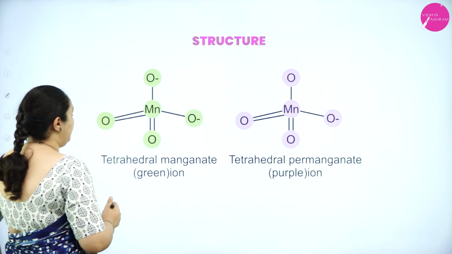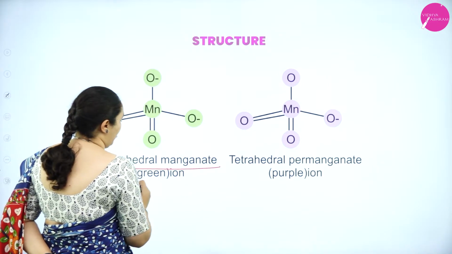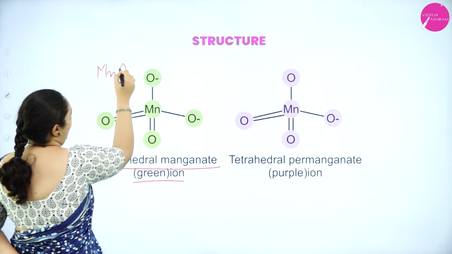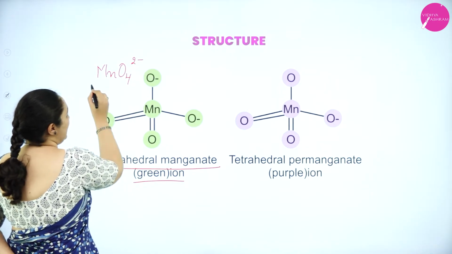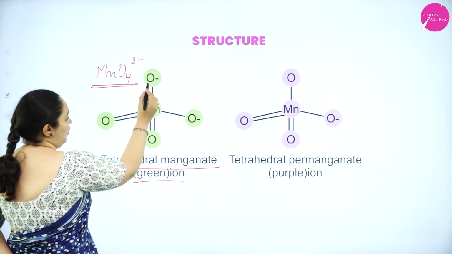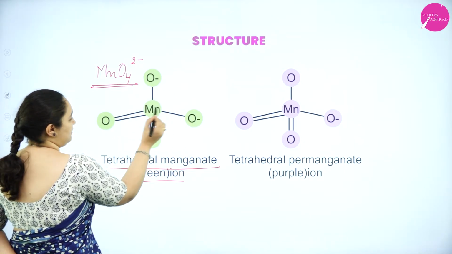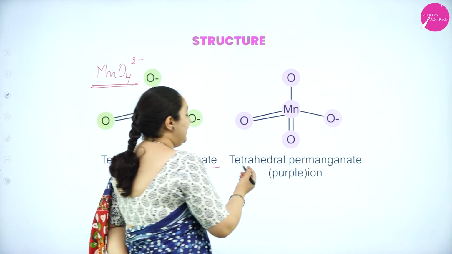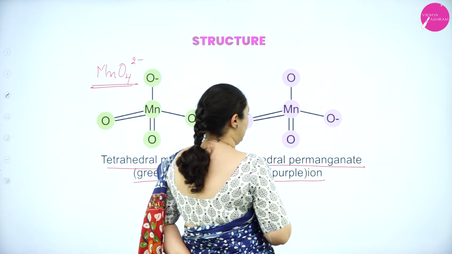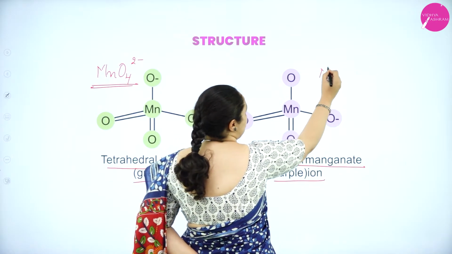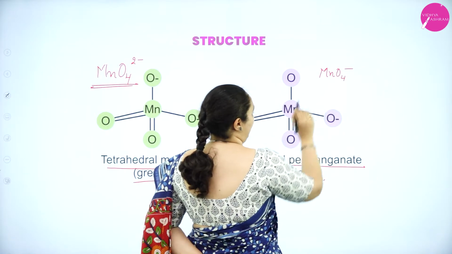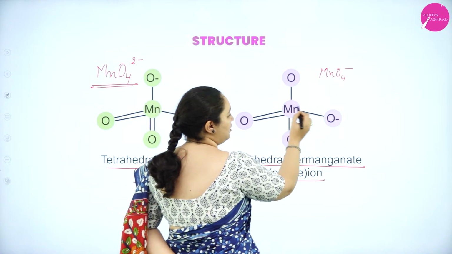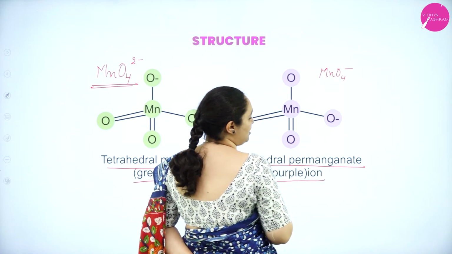You can see tetrahedral manganate ion. It is green color, that is MnO4 2 minus is manganate ion. You can see oxygen with minus sign. The other two oxygen atoms have got the double bond with manganese. Tetrahedral permanganate is purple colored. That is, you can see this is MnO4 minus, manganese with oxygen double bond, one more oxygen single bond, the other oxygen with single bond with one charge is present.